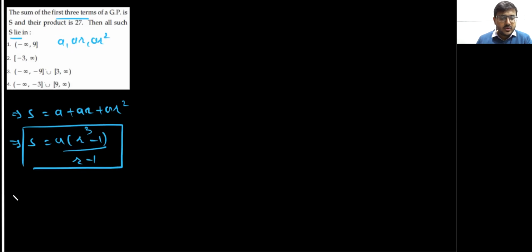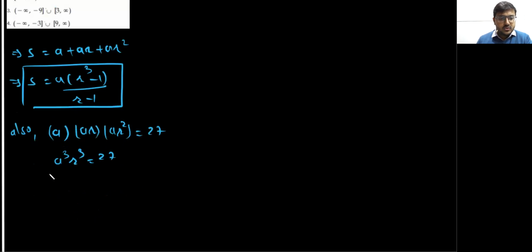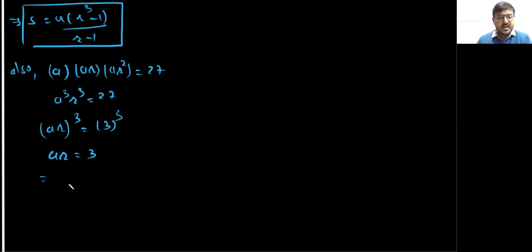Now also the product A into AR into AR square is equal to 27. So I can say that A cube R cube equals 27. So (AR) cube equals 3 cube. So we'll get AR equals 3. Now if we have AR equals 3, then let's make A the subject. So we'll get 3 by R.